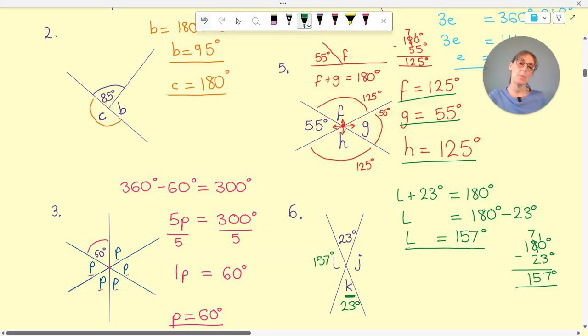What do you think J is going to be? 157 degrees. So we know that J also equals 157 degrees. And we know that K is equal to 23 degrees. Well done. That's really good.